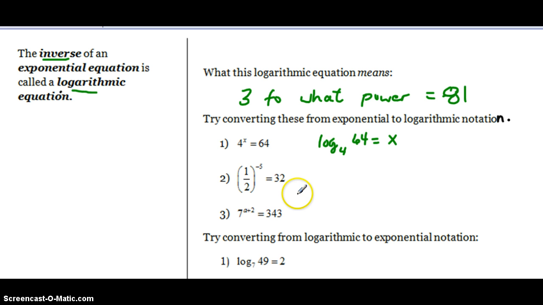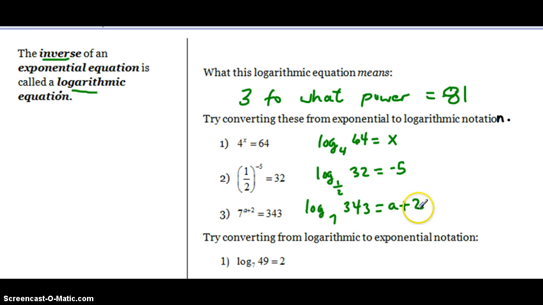All right, let's try the next one. Again, the first step when we convert from exponential to log is to write log, and now our base is 1/2, and then of 32 is equal to our power of -5. Now I want you to go ahead and pause the video and try 3 on your own and bring it back. You should have log base 7 of 343 is equal to our exponent of a plus 2.